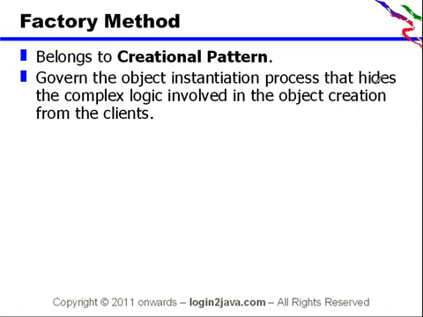It also governs the object instantiation process and hides the complex logic involved in object creation from the clients. So two major things: one, it creates objects for you; second, it hides the complex logic involved in object creation from the clients. What does client mean here? Client here means the part of your program or code that is using the factory method pattern. That particular portion of code will be treated as the client.